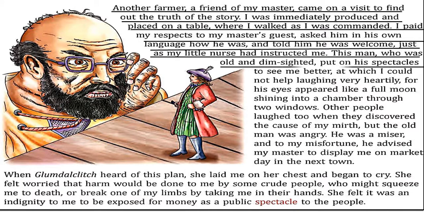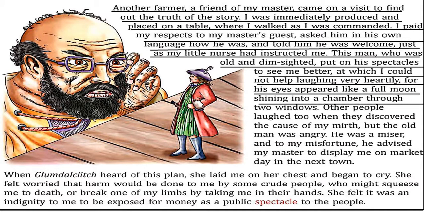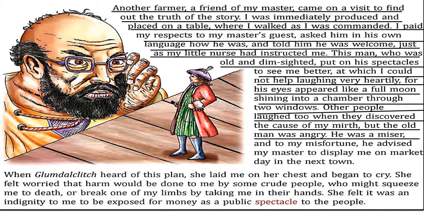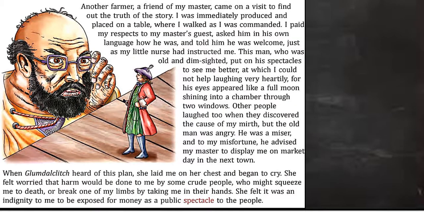This man, who was old and dim-sighted, put on his spectacles to see me better, at which I could not help laughing very heartily, for his eyes appeared like a full moon shining into a chamber through 2 windows. Other people laughed too when they discovered the cause of my mirth. But the old man was angry. He was a miser, and to my misfortune, he advised my master to display me on market day in the next town.